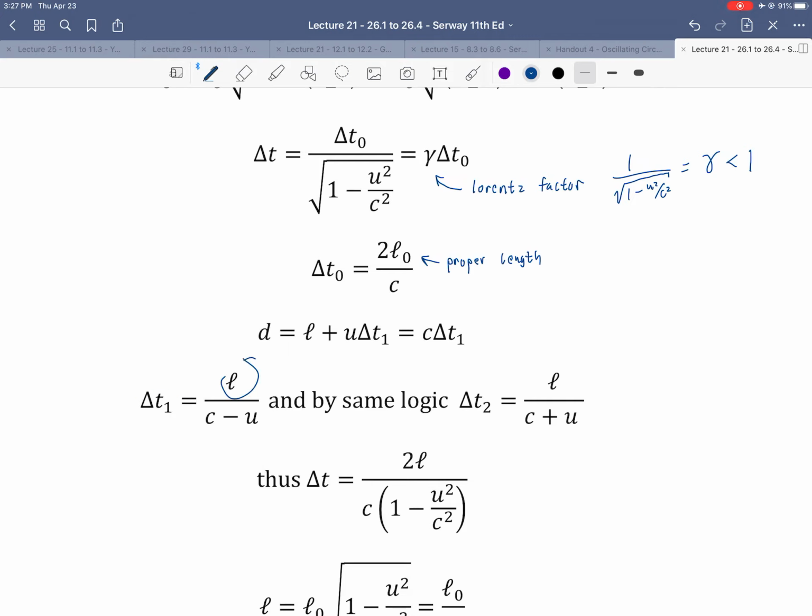Okay, so that means that the time that he measured would be the length of the ruler over c minus u. And all I've done there is just solve for delta t from this expression. Let me make sure. Yep. So I'm just going to divide both sides by c.